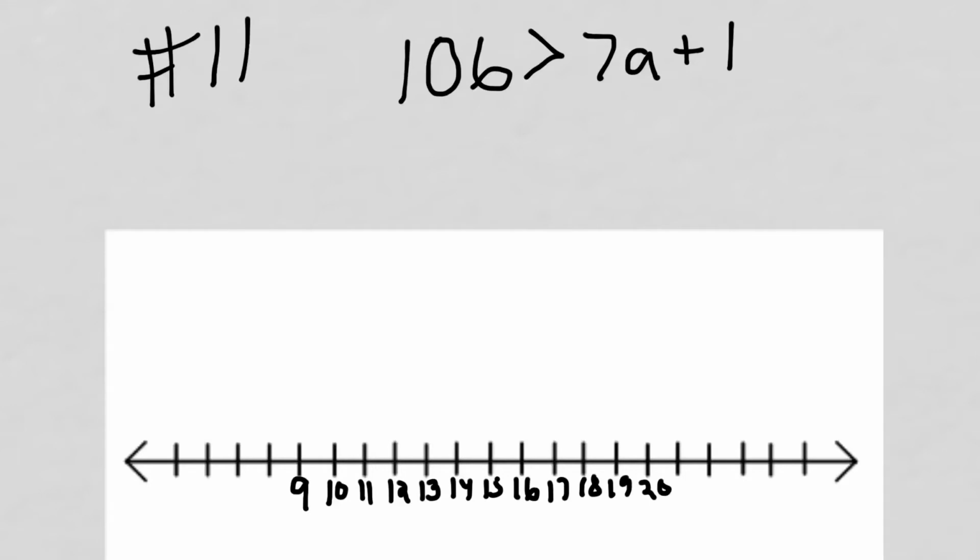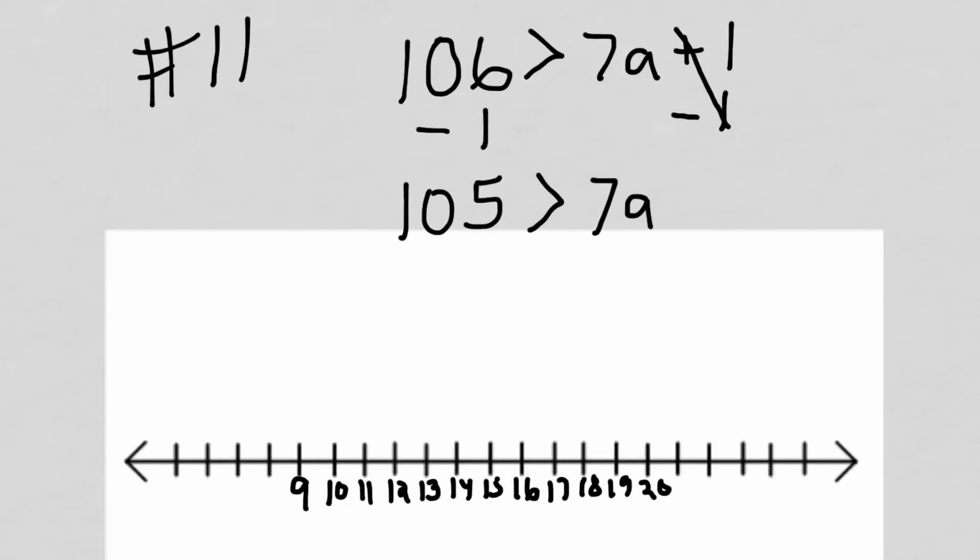Number 11, we're using a little bit bigger numbers, but if you're using the right mechanics, it really doesn't matter. You've got calculators there to handle these bigger numbers. Two-step, 106 is greater than 7a plus 1. I want to get the 7a by itself, so I'm going to subtract that 1 from both sides. If I do that, those two go away. I'm left with 7a equals 105.